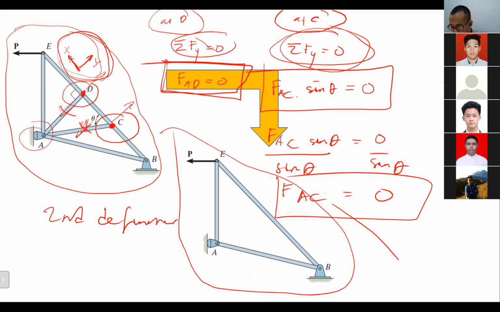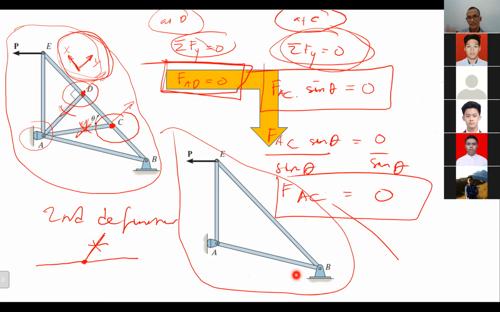Oh, the requirement is like this. To make it simple, we have a free joint which consists of three members. Two of the members are collinear, and the other member is non-collinear. The non-collinear member will be zero force. That's simple.